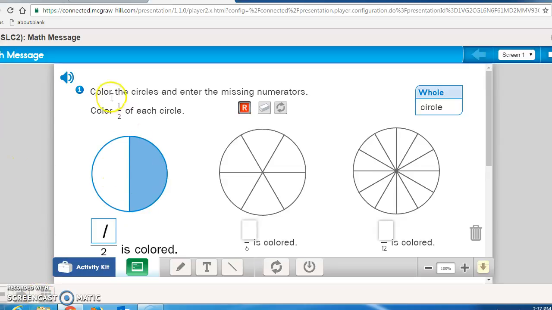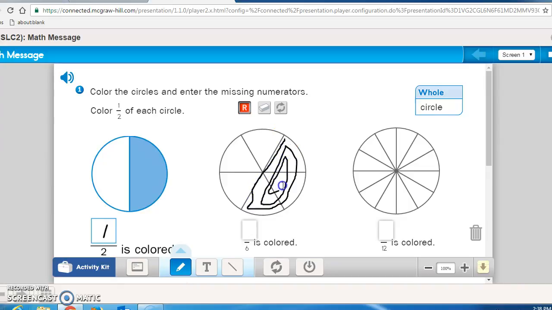So again, it says color the circles and enter the missing numerators. The numerators are the numbers on top. If you look, that's where the boxes are empty. So if I want to color half of this circle, I'd probably color in this. That's half. How many pieces was that? Well, it was 3.